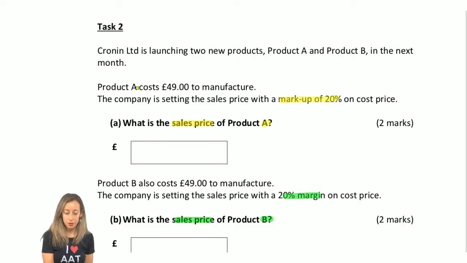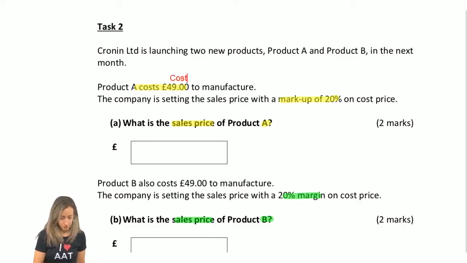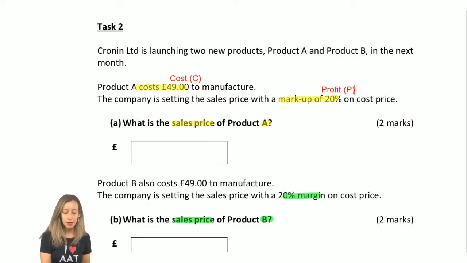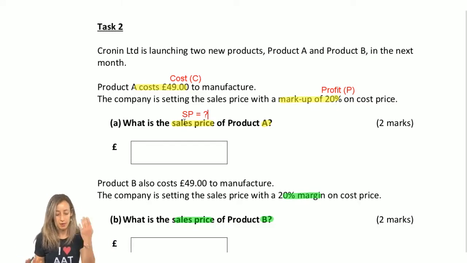We're told product A costs 49, okay? I'm going to call this 49 the cost of the product. So this is the cost. I'll call it C for short, if you don't mind, okay? And then we are told that the company is setting sales price with the markup, so that would be the profit, and the markup is 20%. Fine, I'm going to call this 20% the profit. There you go, profit, P for short. Okay, and we are looking to get the sales price. So selling price, SP, that's what we need to find out how much it should be.